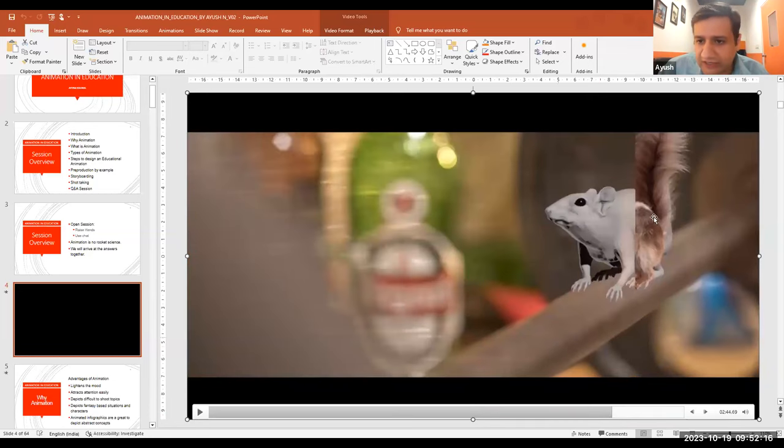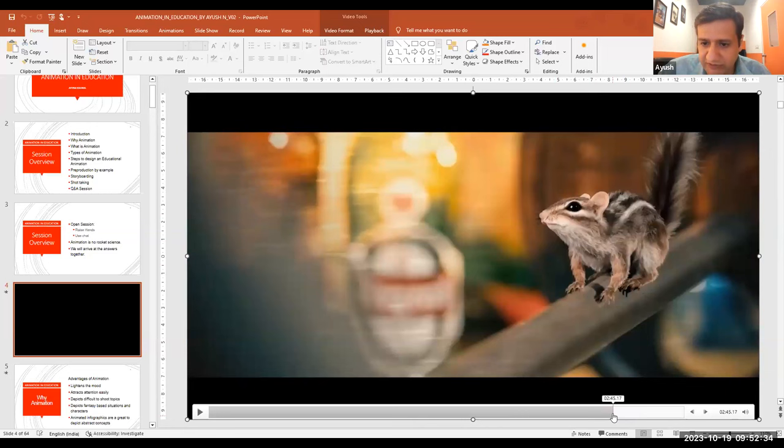See, this is a frame specifically used to show that this is animation, because one can see the squirrel, the basic structure of the squirrel, and one can see things that have been added to it to make it look real. Okay.